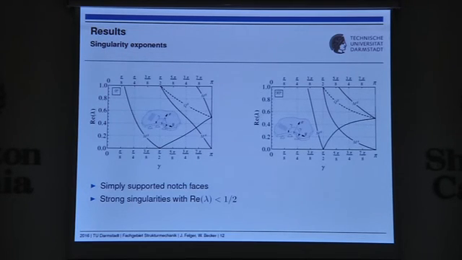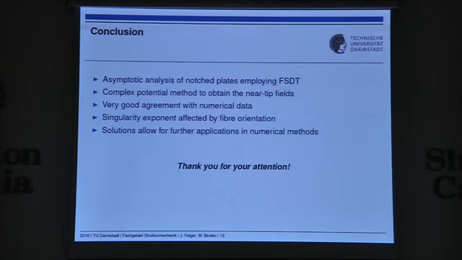So let's summarize the main aspects of my talk. We consider notched composite plates using first order shear deformation plate theory, and here we apply a complex potential formalism within an asymptotic analysis to obtain the asymptotic near-tip fields. Furthermore, we compared the asymptotic solutions with finite element data, and there is an excellent agreement for the fiber directions. Furthermore, it has been observed that the singularity exponent is, of course, affected by the fiber directions.